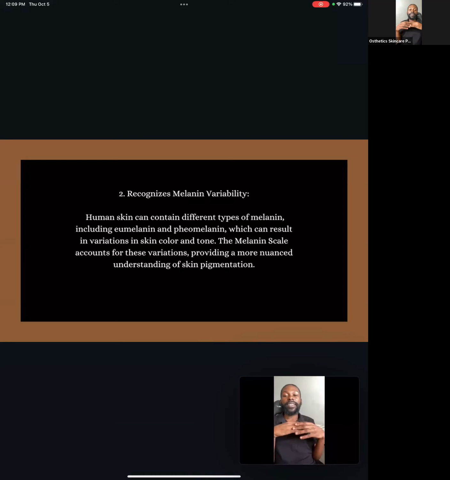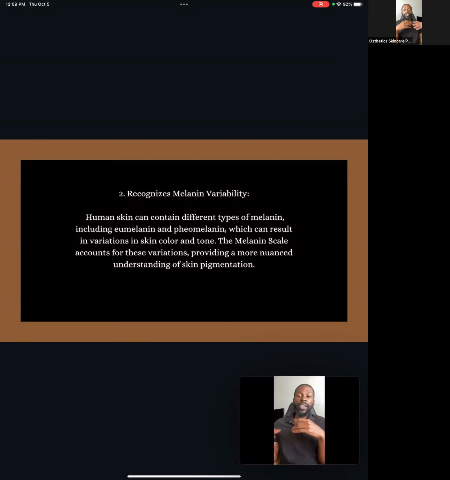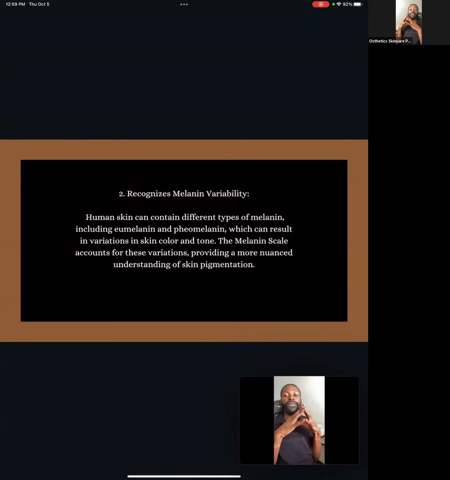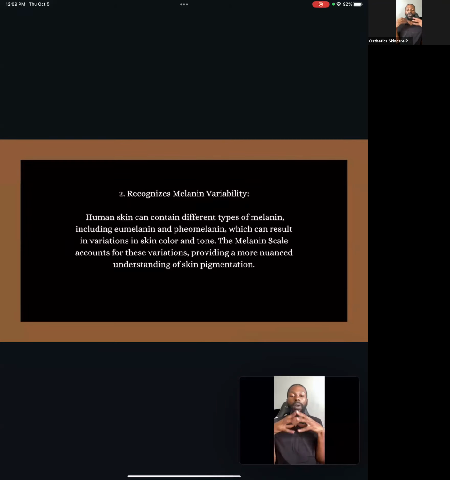Next, it recognizes melanin variability. Human skin can contain different types of melanin, including eumelanin and pheomelanin. Pay attention, y'all. Y'all just got the first two types of melanin being talked about if you didn't catch it in the beginning. Eumelanin and pheomelanin, those are the main types of melanin that show up in the human body and are responsible for skin tone, skin color, hair color, and eye color. Now, the melanin scale accounts for these variations, providing a more nuanced understanding of skin pigmentation.